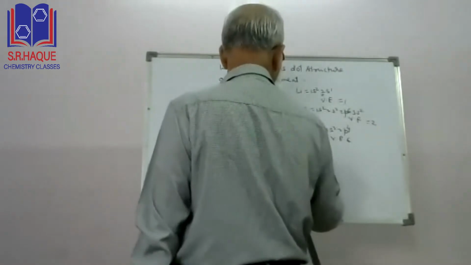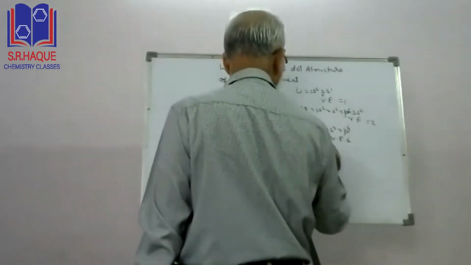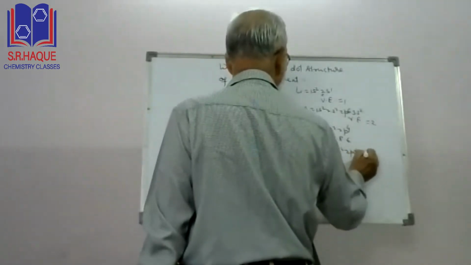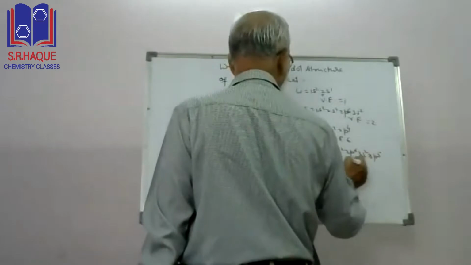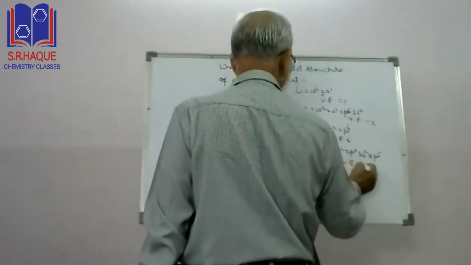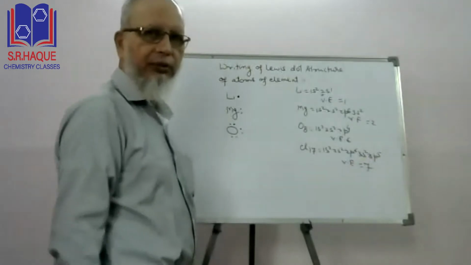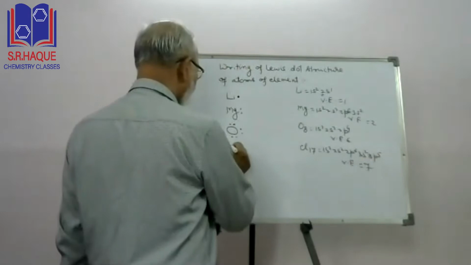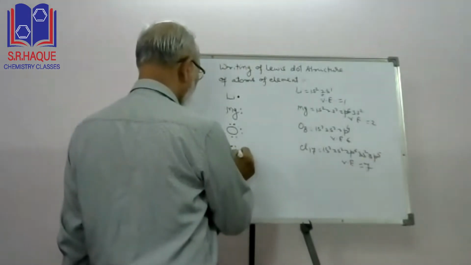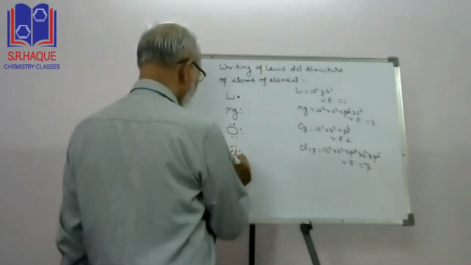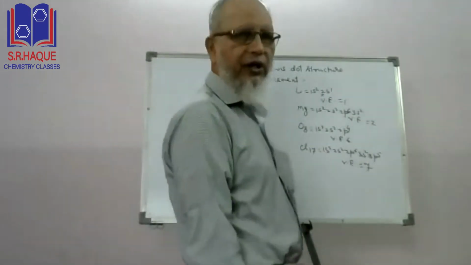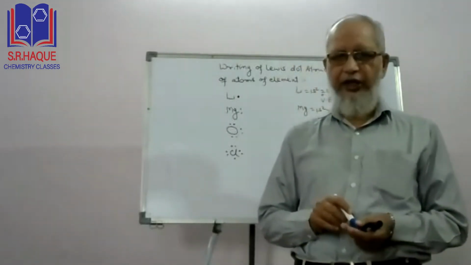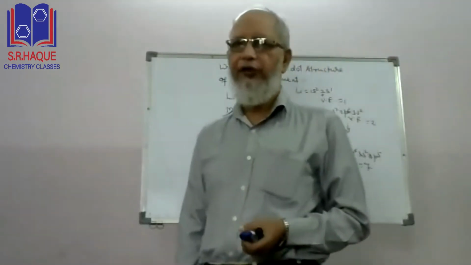Likewise, chlorine: 1s2, 2s2, 2p6, 3s2, 3p5. Valence electrons 7. Therefore, chlorine can be represented like this: 7 dots are representing the 7 electrons, which are also the valence electrons of these atoms in the electronic configuration.